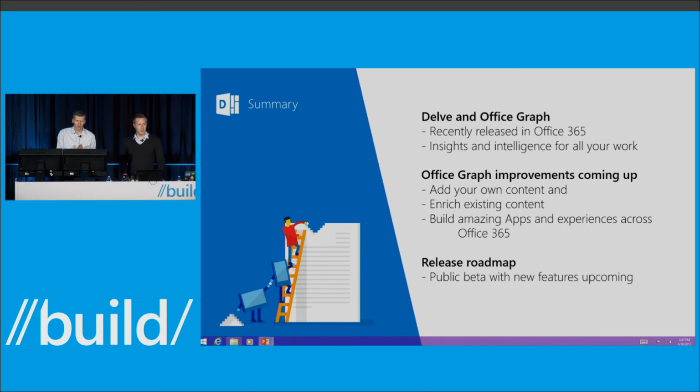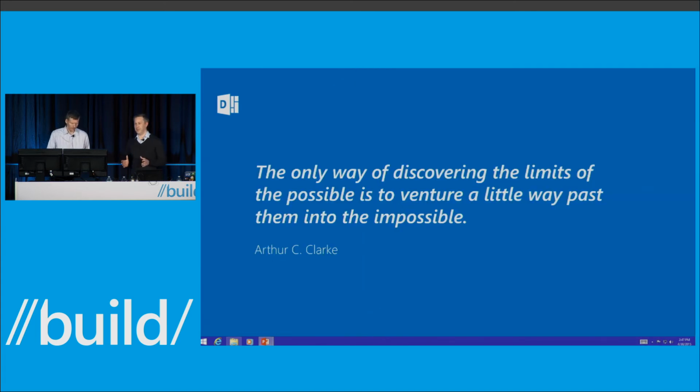However, we are coming with a number of improvements to the Office Graph going forward, allowing you to not just query the graph, but also to add your own content and to define what sort of content goes into the graph and how that's stored. With those extensions, you should be able to create a lot of great apps and experiences across Office 365. And finally, when it comes to release roadmap, we don't have any dates available, but the next step is to come with a public beta of these new capabilities. The reason for that is we want to deliver something that's good enough. We don't want to disappoint you in that regard.